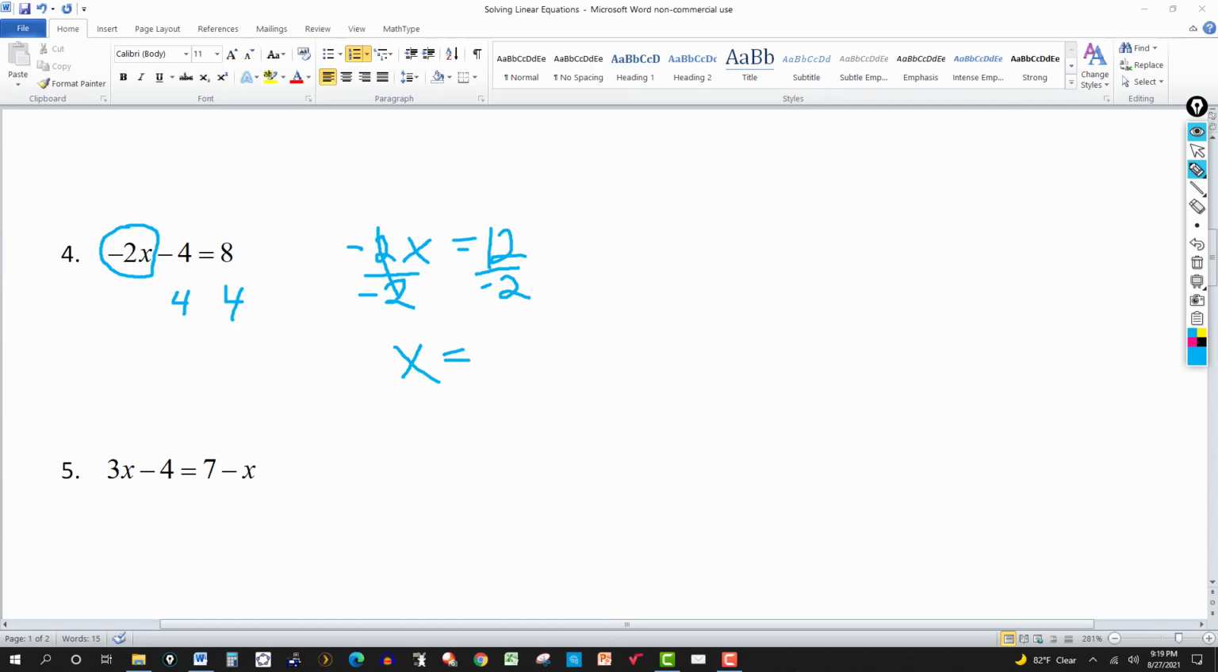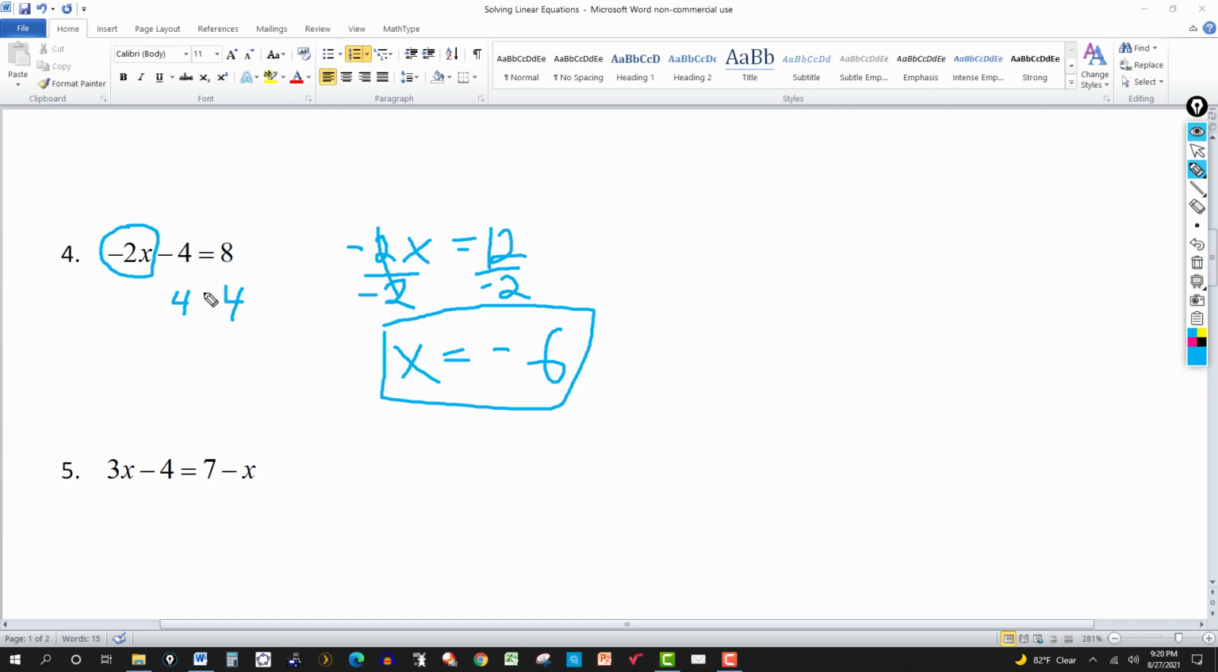And then 12 divided by a negative 2. Know your signs. You're dividing a positive by a negative, so the answer is going to come out negative, and then just 12 divided by 2 is 6. So the answer is x equal to negative 6.